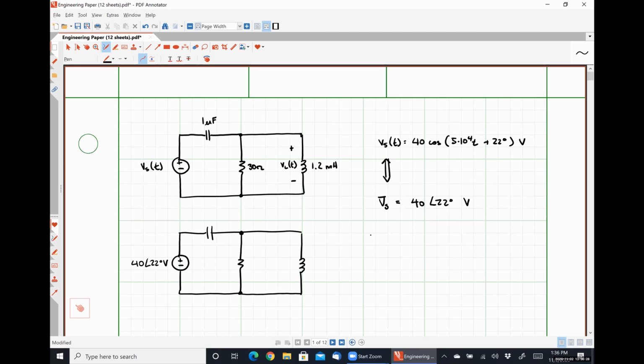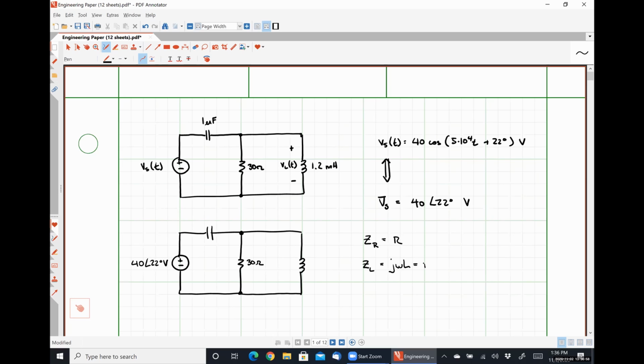Does anybody remember anything about the impedance of a resistor? The impedance of the resistor is the same as the resistor value. So that means our 30 ohm resistor continues to be a 30 ohm resistor. What about the impedance of an inductor? So the 1 over j omega bit, that's the capacitors. For inductors, it's j omega L.